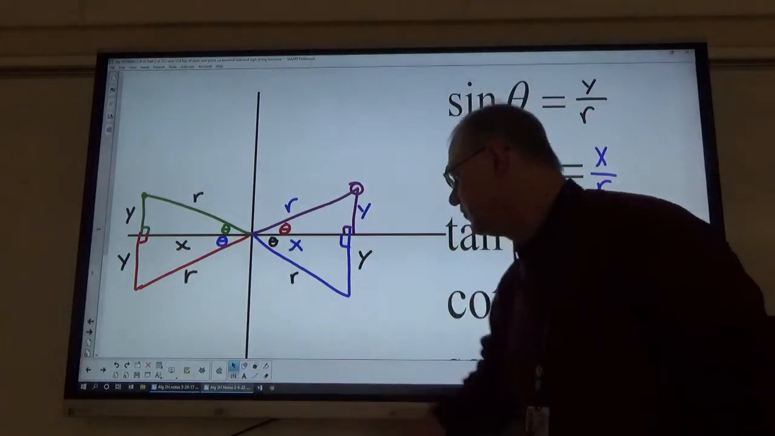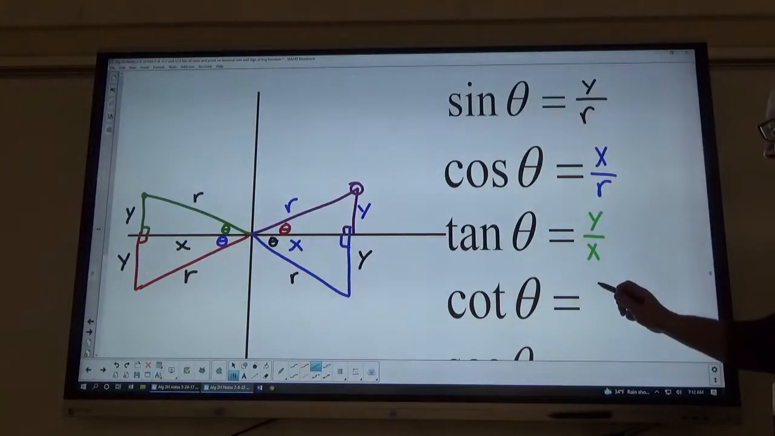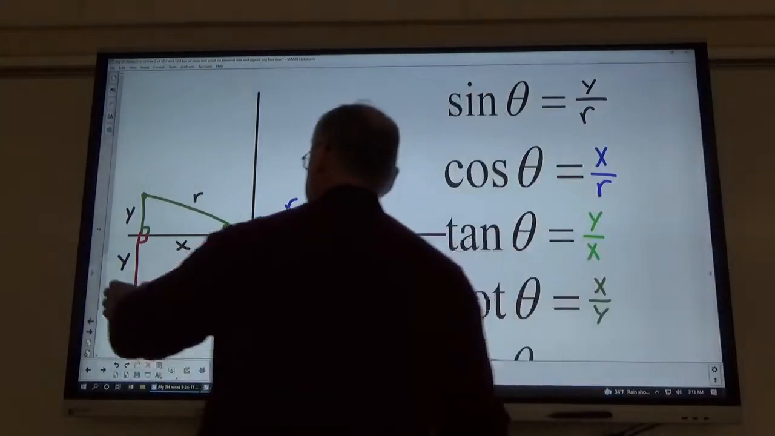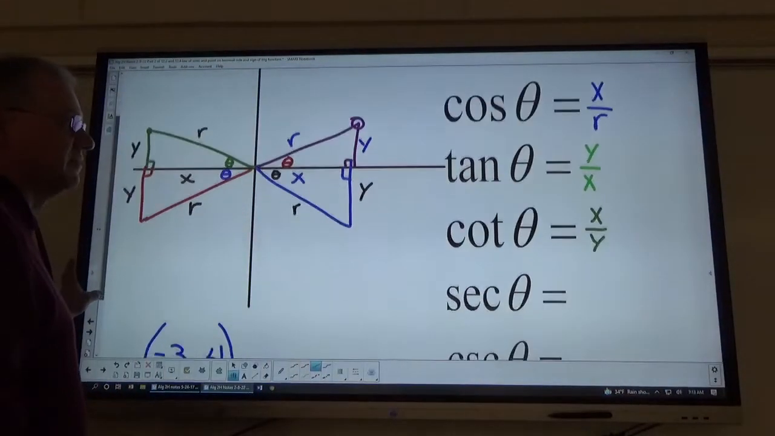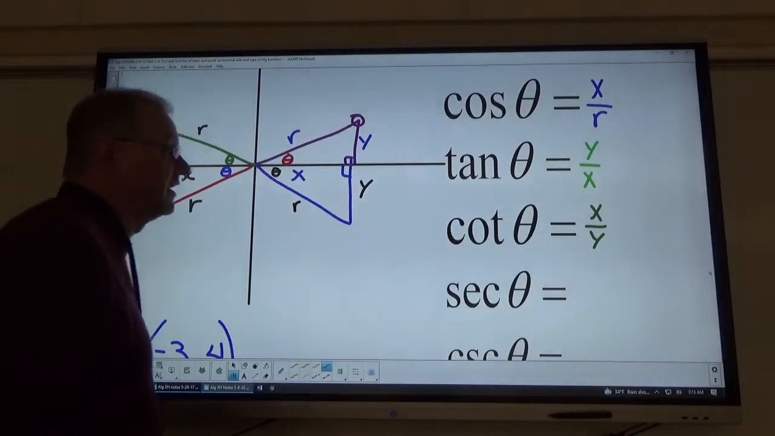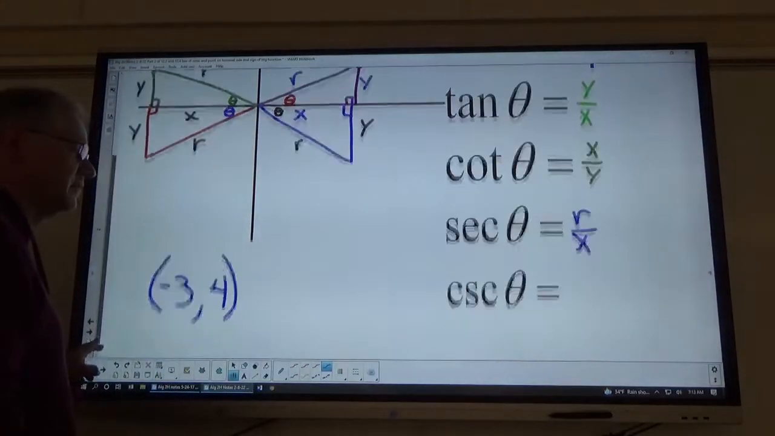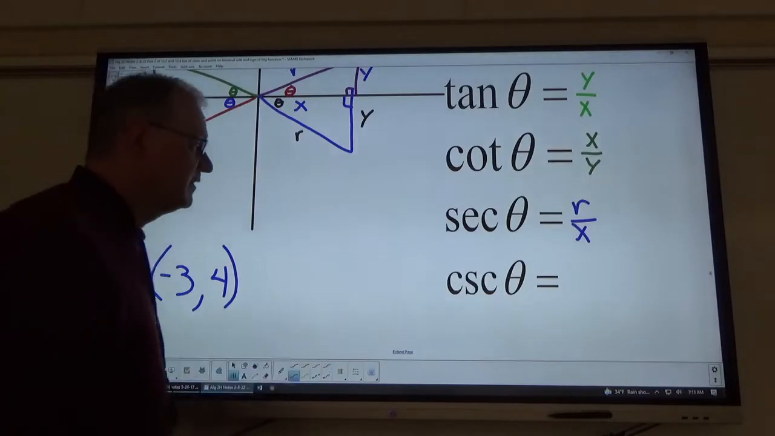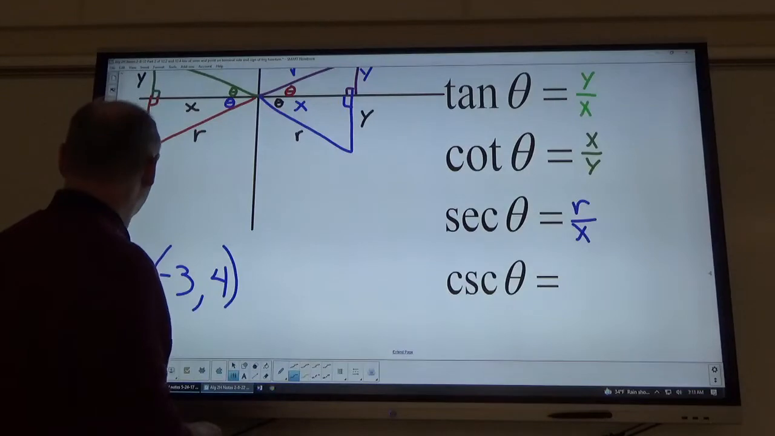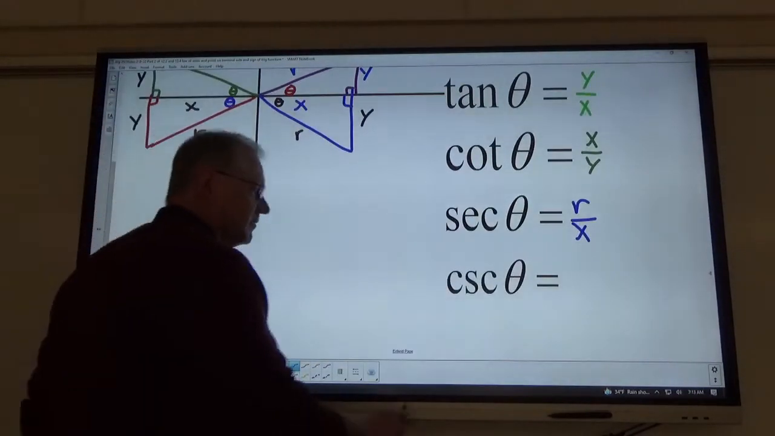So if we continue with this same thought process, we can just take the reciprocal here, x over y, for cotangent. The secant is the reciprocal of the cosine, so r over x, and the cosecant is going to be the reciprocal, so r over y.